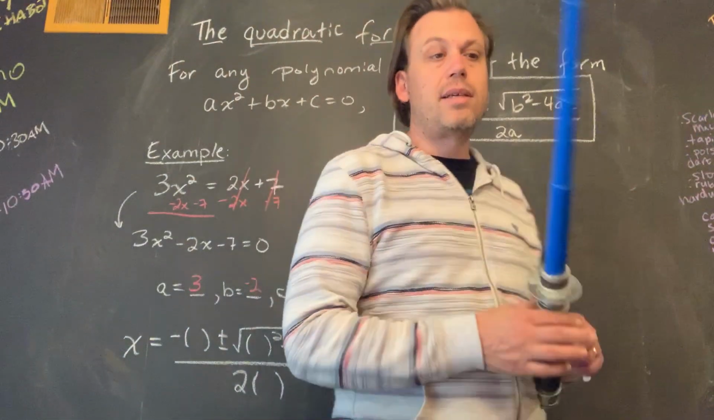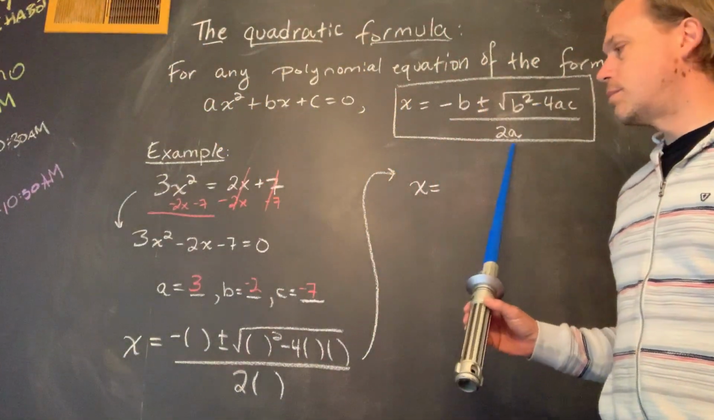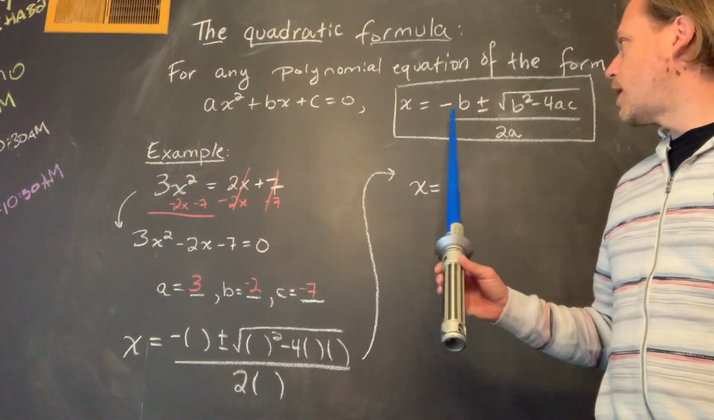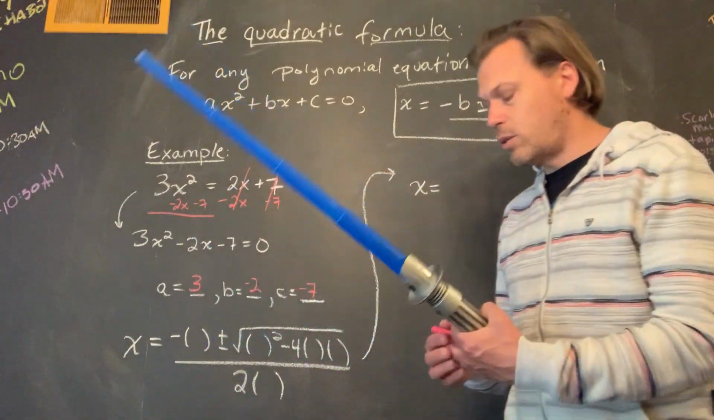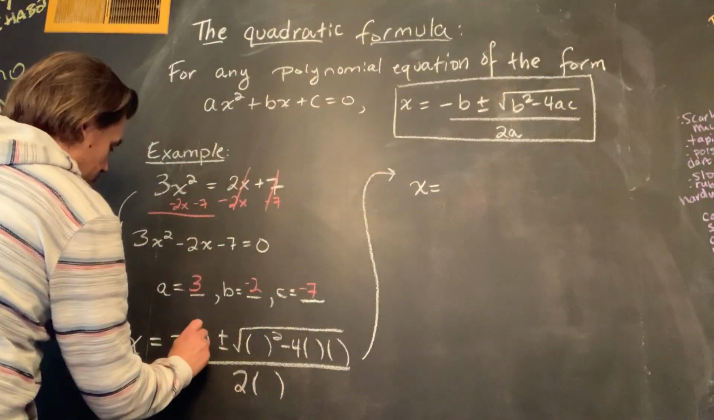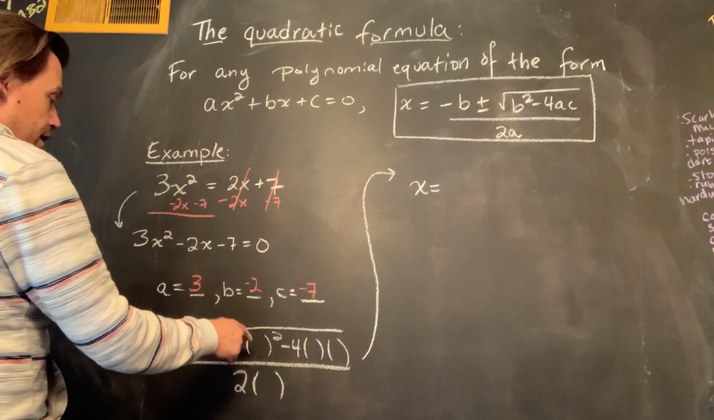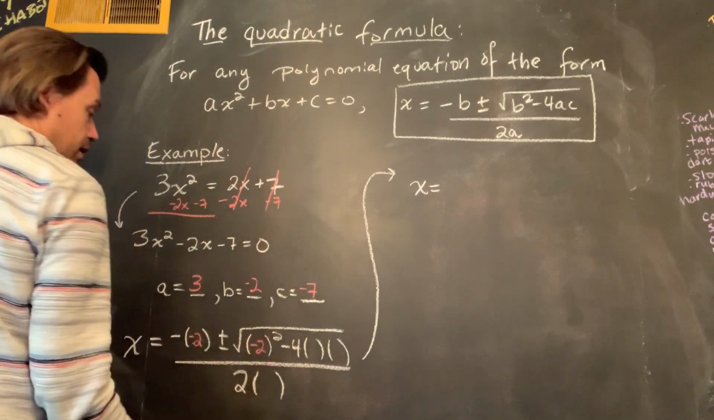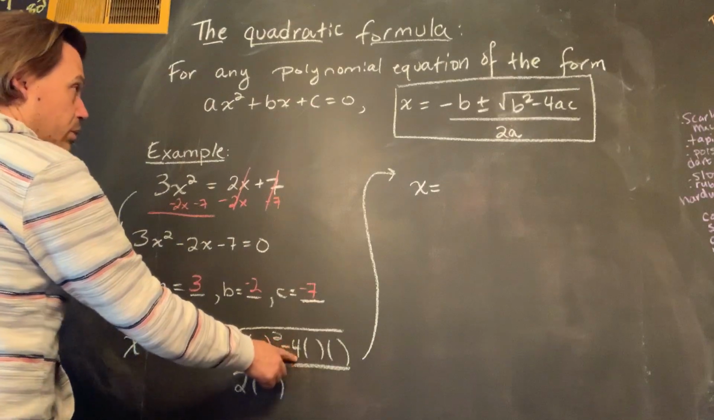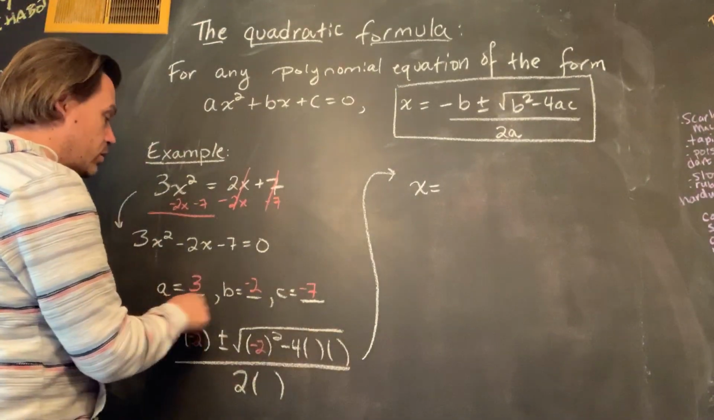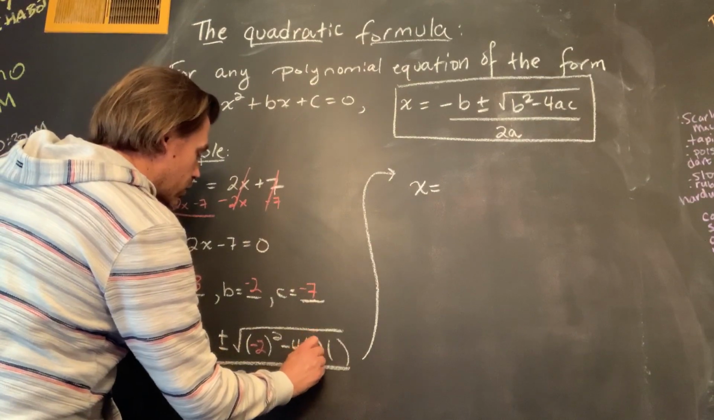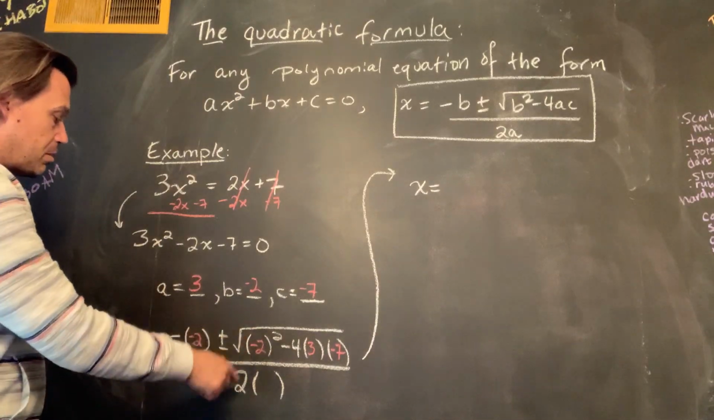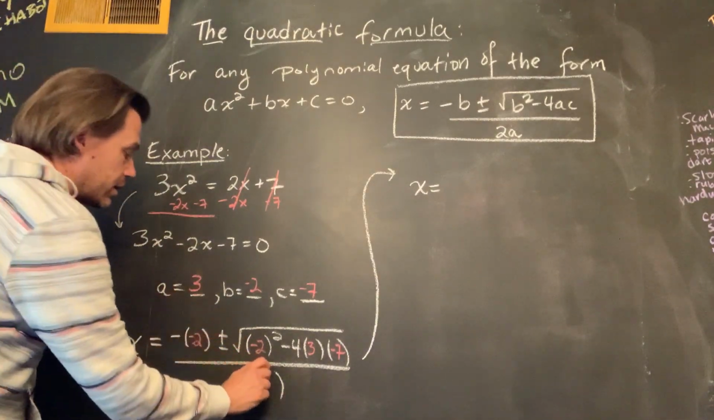Once I know a, b, and c, I can put them in this formula. So I've rewritten the formula down here, and I'm going to fill in the blanks. It goes negative b first. b was negative 2, so I'll put a negative 2 here. And then b squared is here, so negative 2 squared. Then minus 4, it's always a 4, times a and times c. a is 3, c is negative 7. So 3, negative 7. And then I'm dividing all of that by 2 times a. So 2 times 3.